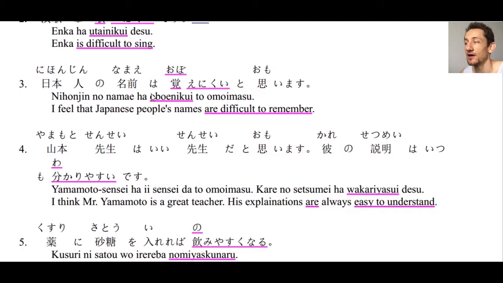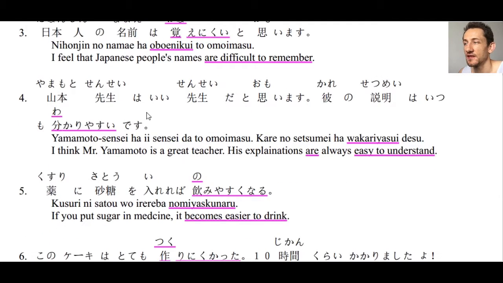And let's see, number 3. 日本人の名前は覚えにくいと思います。I feel that Japanese people's names are difficult to remember. So we have と思います。So I feel or I think. 名前は覚えにくい. Difficult to remember. Number 4. 山本先生はいい先生だと思います。彼の説明はいつもわかりやすいです。So I think Mr. Yamamoto is a good or a great teacher. His explanations, 彼の説明 are always easy to understand. いつもわかりやすい。Easy to break down, easy to understand.